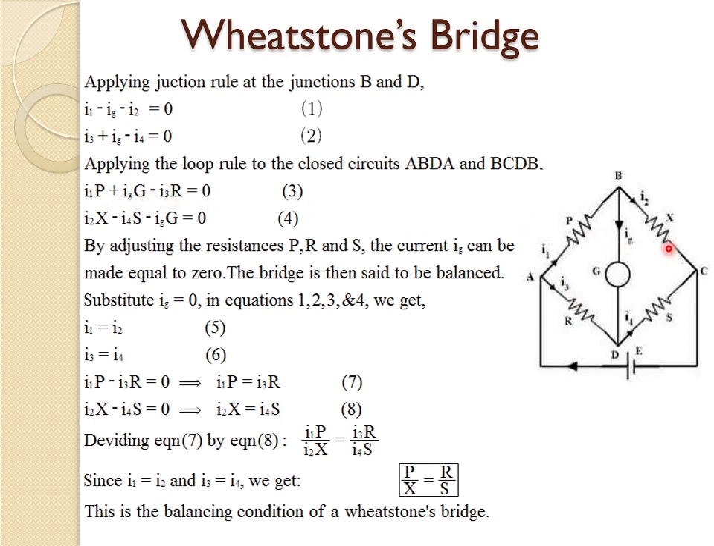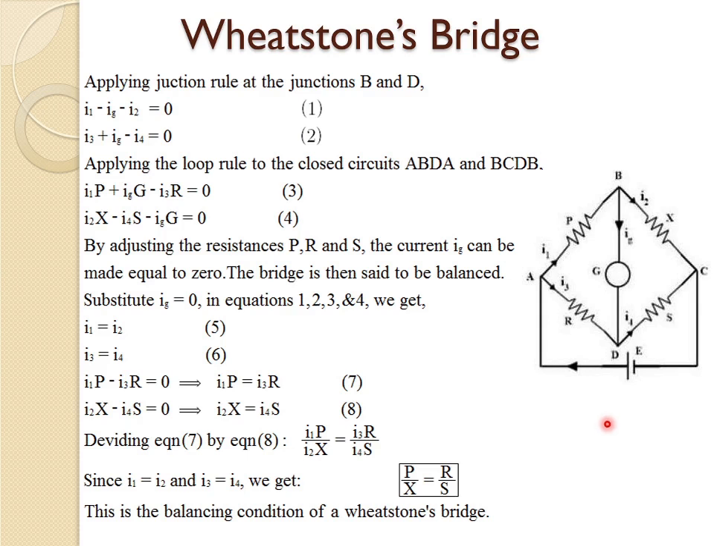That is equation 3. Similarly, we can apply the loop rule to the loop BCDB. Here I2 into X is positive, while I4 into S and Ig into G are taken as negative. So I2 into X minus I4 into S minus Ig into G equals 0. That is equation number 4.